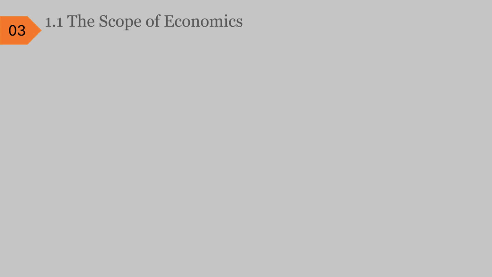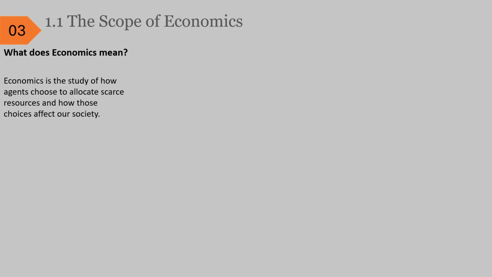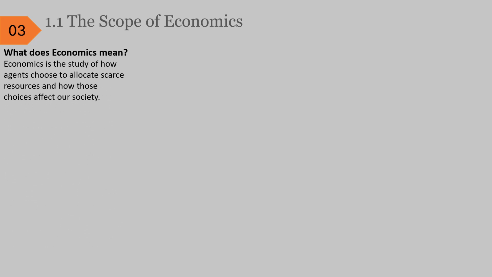Okay, 1.1, the scope of economics. So let's start with understanding what economics means. Well, economics is the study of how agents choose to allocate scarce resources and how these choices affect our society. What scarce resources means is something we'll look into in detail as we move along this lecture. So what does microeconomics mean then?